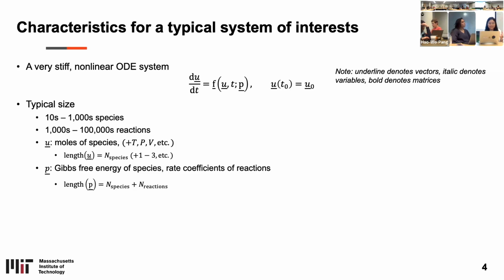There will be quite different sizes: tens to thousands of species, or tens of thousands to hundreds of thousands of reactions. And the u over here is most of the species plus temperature, pressure, volume, or other things that we solve for at the same time. The length of this would usually be similar to the number of species in your model. And the parameters here are the Gibbs free energy of formation of species and rate coefficients of reactions, so the length of the parameters is the number of species plus the number of reactions.